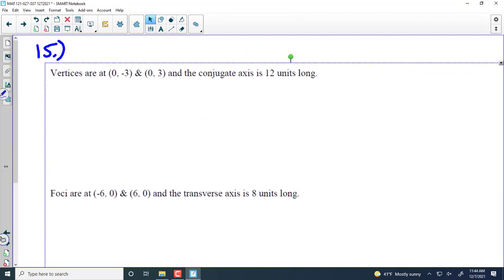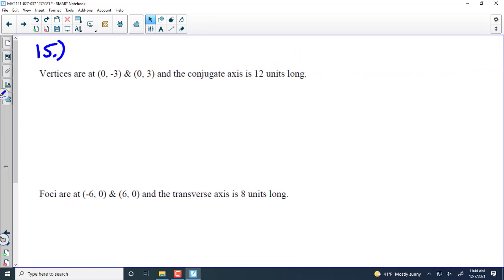So these are both describing hyperbolas. And I actually set this up in a way so the first one should be easier than the second one. So definitely try the first one first. Try the first one first on number 15.